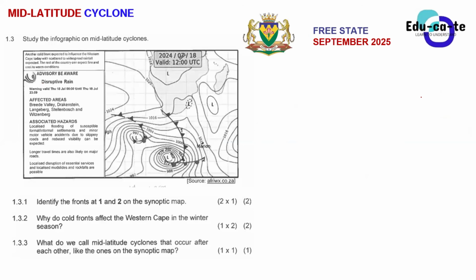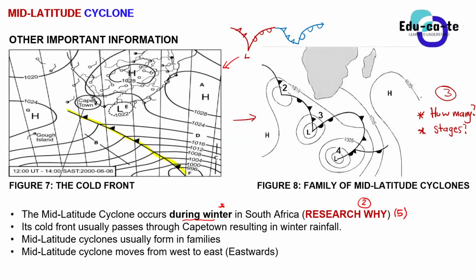Relax. Trevor, what was your question? I was asking whether, even though mid-latitude cyclones come in families, they are still at the polar front at 60 degrees latitude, right? Yes, they are all at the polar front. That is why they are connected. They are all at the polar front.